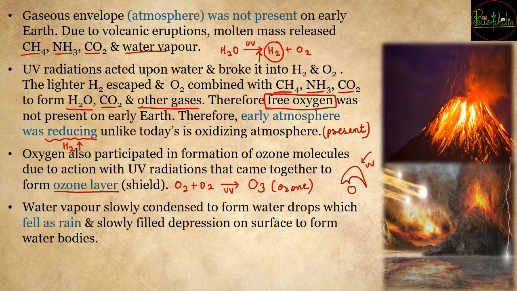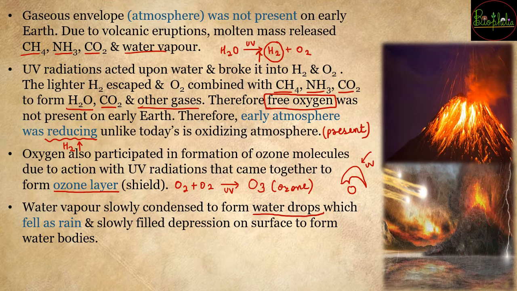Then the water vapor. Now water vapor, हर water vapor तो UV light ने नहीं तोड़ा, but some water vapor was still present in the atmosphere, and that some amount of water vapor, since the temperature was cooling down each and every time, the water vapor also tried to condense and form water droplets.